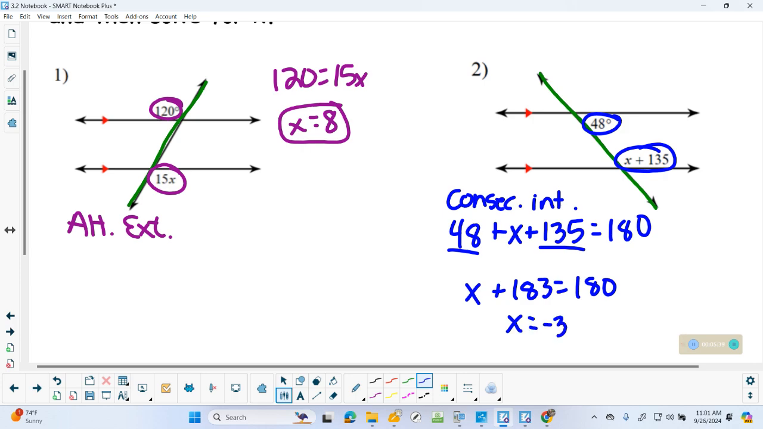Perfect. Now, usually I get a little nervous on a negative answer when we talk about angles or segments or whatever. I'm like, it's going to be okay, because if I put -3 in here and add 135, you will have a positive angle for it. Always makes me a little nervous. I always like to check it. All right, let's take a look at the next picture.